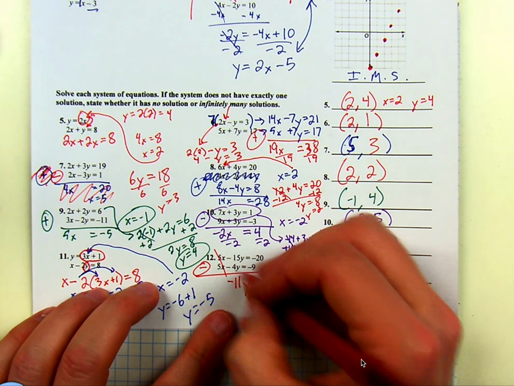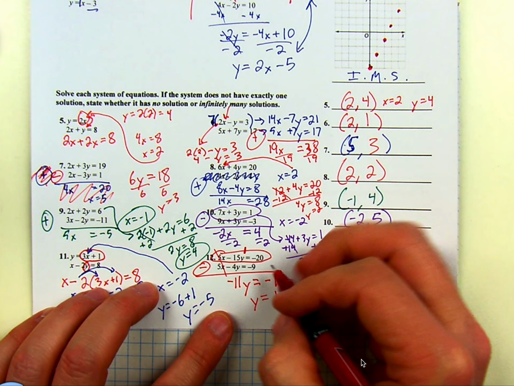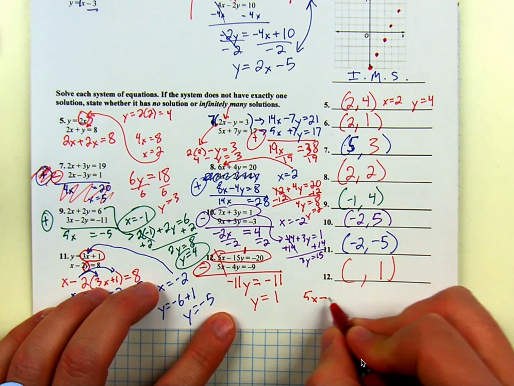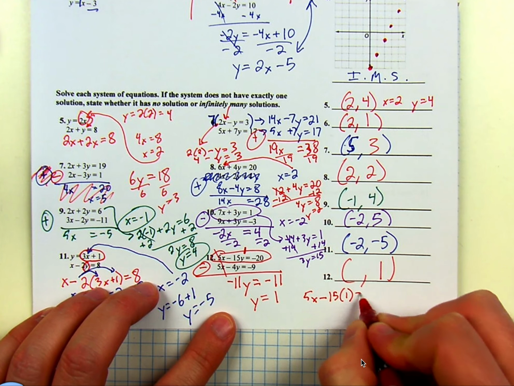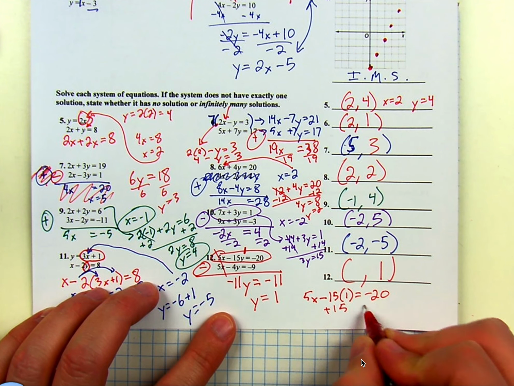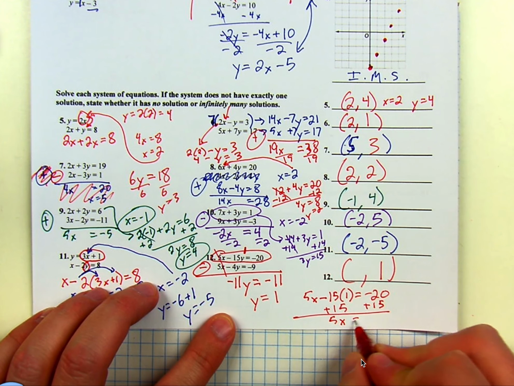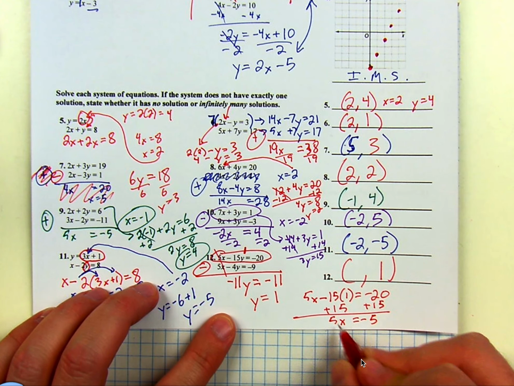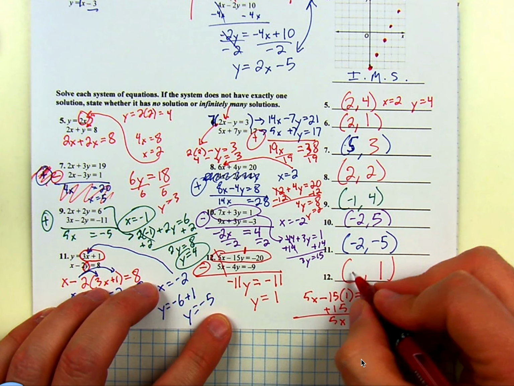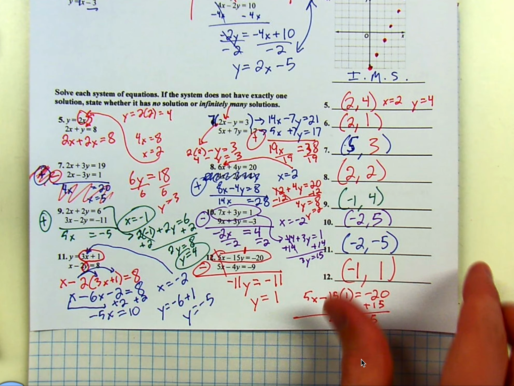So if I put a 1 right here in this first equation, I'd get 5x minus 15 times 1 equals negative 20. So I'm going to add 15 to both sides. Hopefully you guys are okay with me semi-skipping a step there, and then divide by 5. And you get negative 1, 1. Okay, hopefully that makes sense. Hopefully we're okay on the front side of this. Now let's get to the fun part.